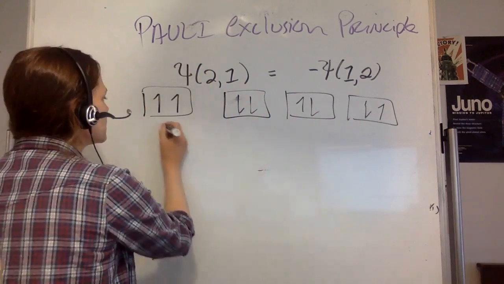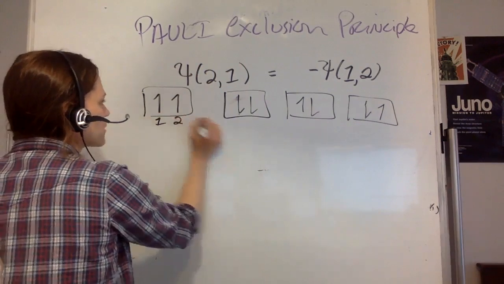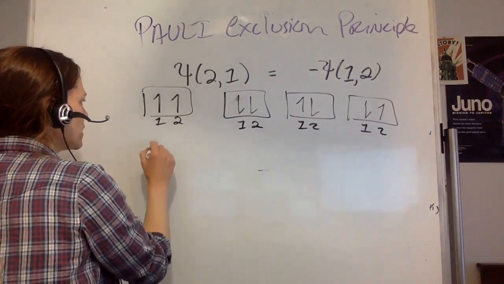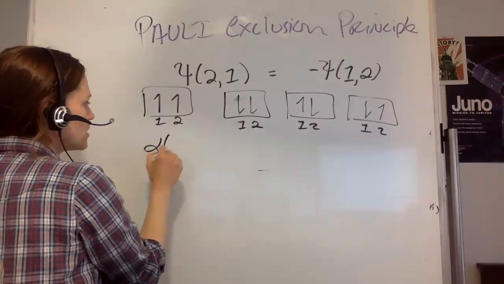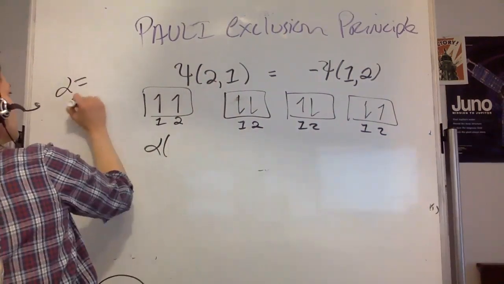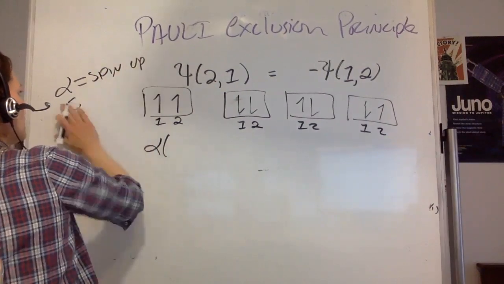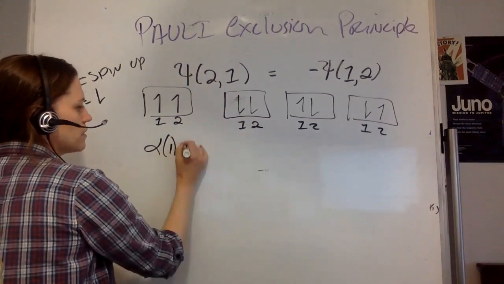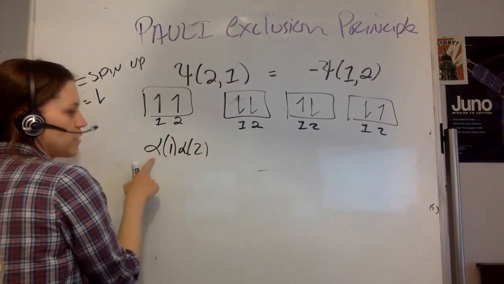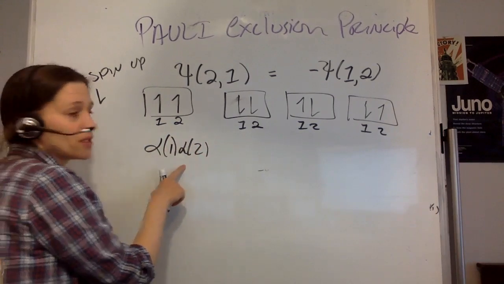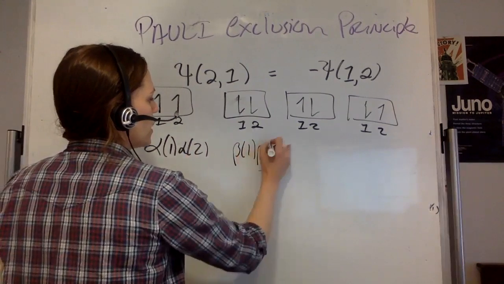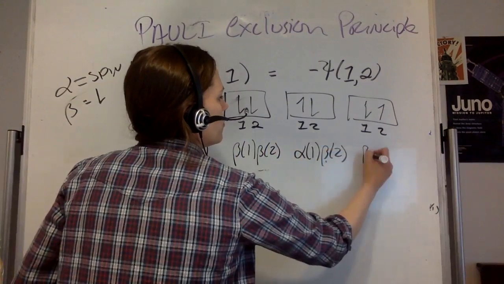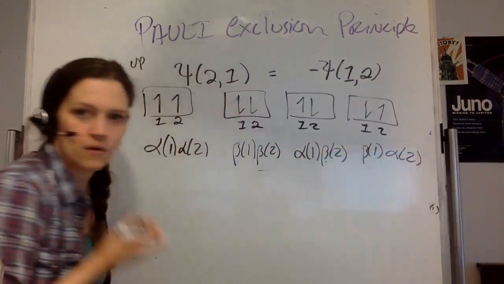The way they represent this is, this would be electron 1, this is electron 2: 1, 2, 1, 2, 1, 2. Alpha means spin up, beta equals spin down. So this is alpha 1, alpha 2: electron 1 has alpha spin up, electron 2 has alpha spin up. This is beta 1, beta 2. This is alpha 1, beta 2. This is beta 1, alpha 2. Cool?